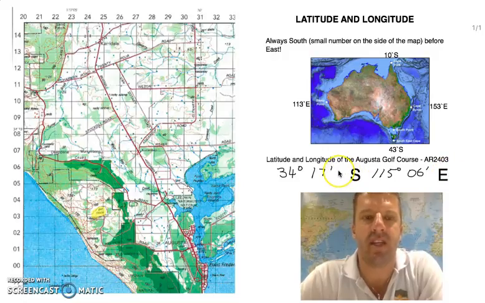If we were to add seconds to that to be more exact, we would have had 34 degrees, 17 minutes, 30 seconds south, 115 degrees, and I would suggest it would be 5 minutes and 45 seconds east.